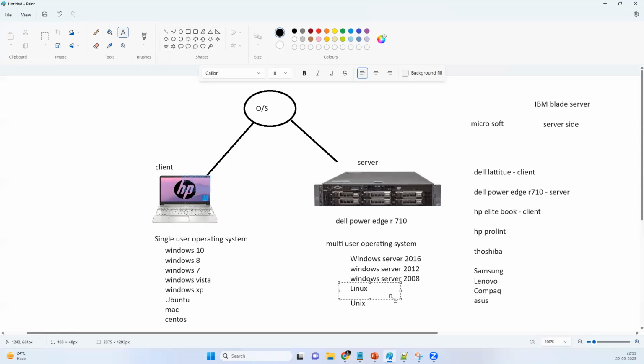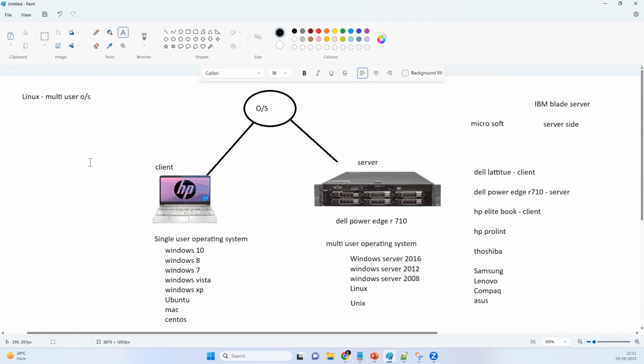So here, Linux is only popular for the server side OS. Linux is popular for the server side multi-user operating system.